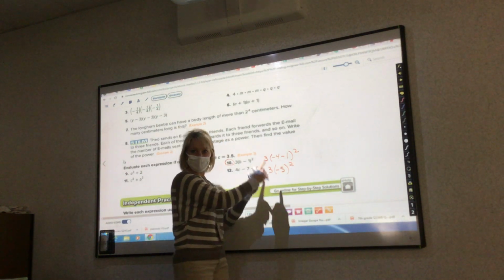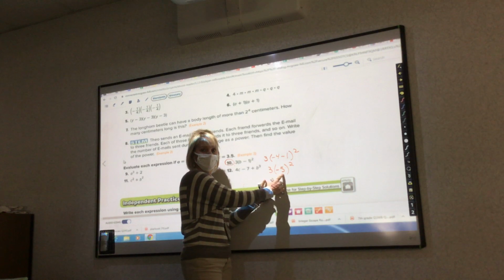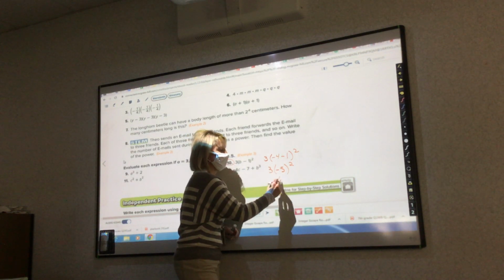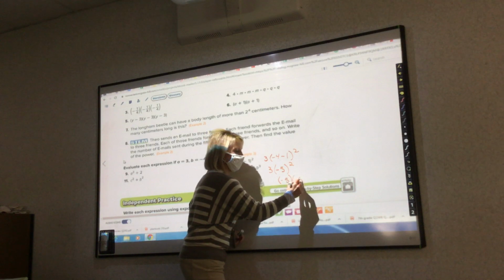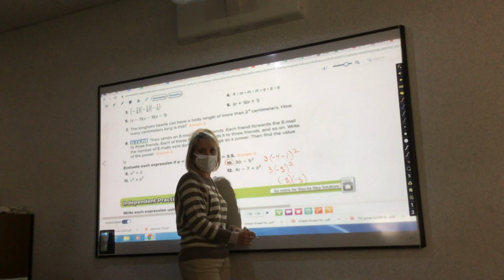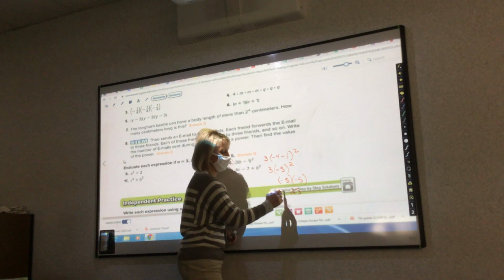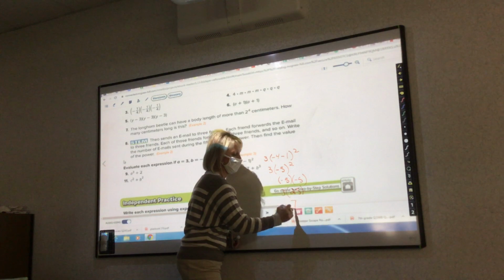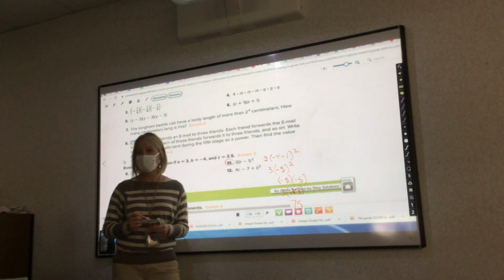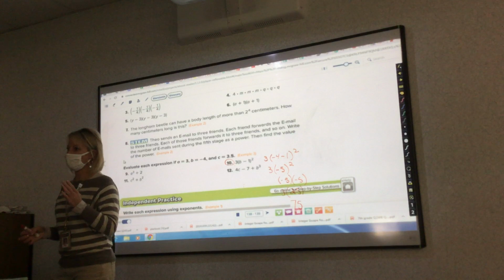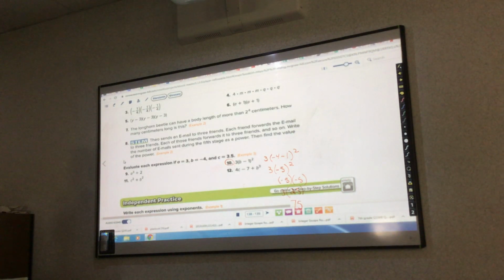Now, that negative 5 is in the parentheses. So I do negative 5 times negative 5. What's a negative 5 times a negative 5? Positive 25. And then I take 3 times the 25 and I get 75. It has to be a positive 75. Be careful with your positives and negatives. Let's go ahead and do the last 2 examples. Let's do 11.